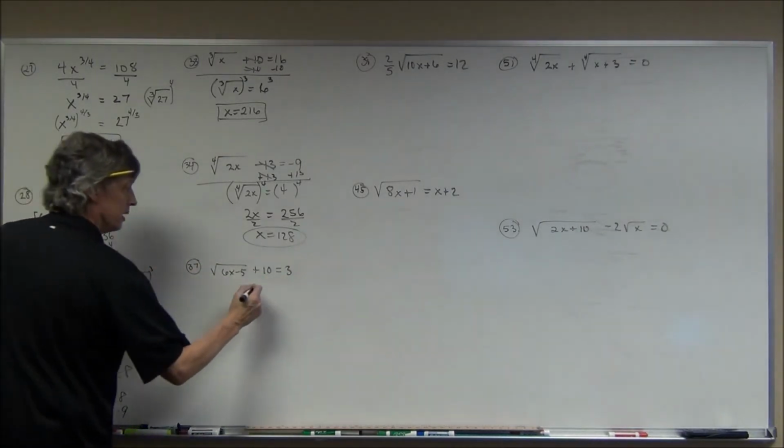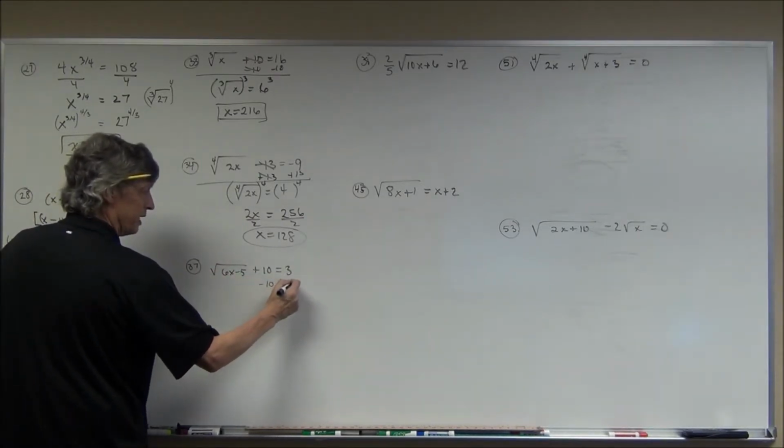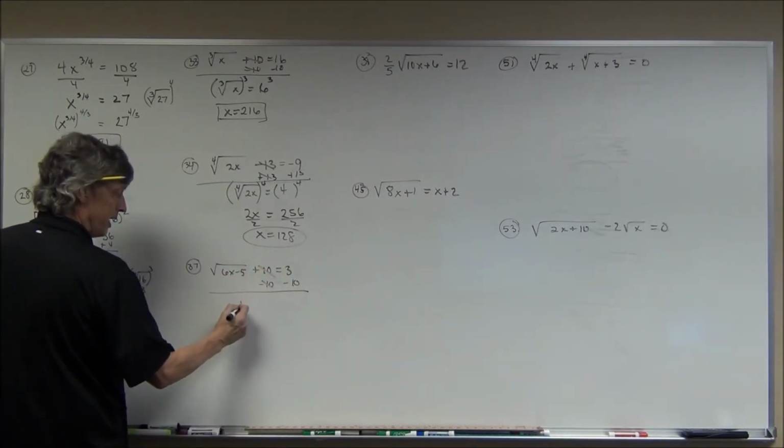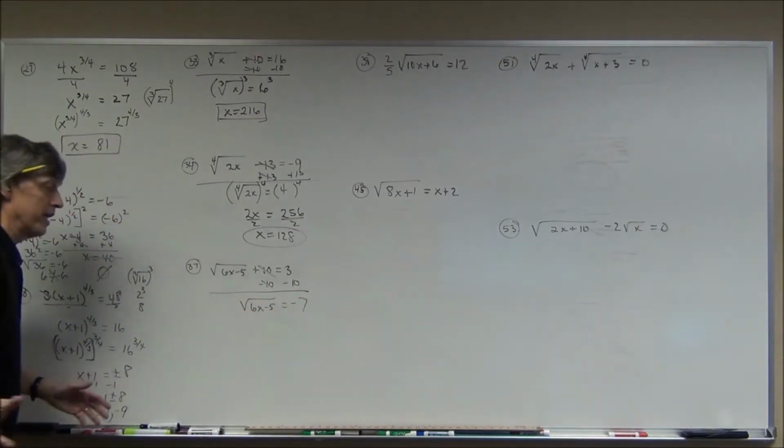Now this guy looks pretty good with a positive number over here and a square root, but look what happens. Because of the plus 10, you've got to get the radical by itself. I'm going to subtract 10. I get the square root of 6x minus 5 is a negative 7. That's just not going to happen.